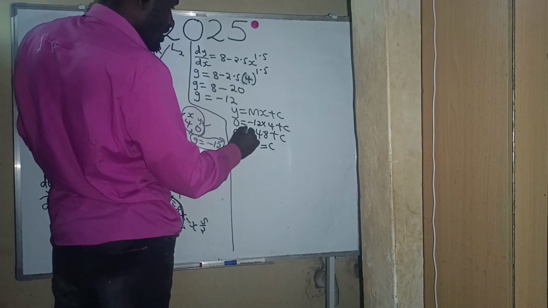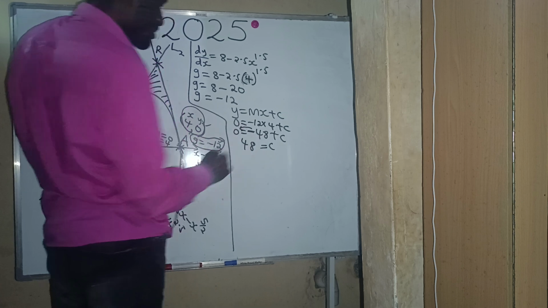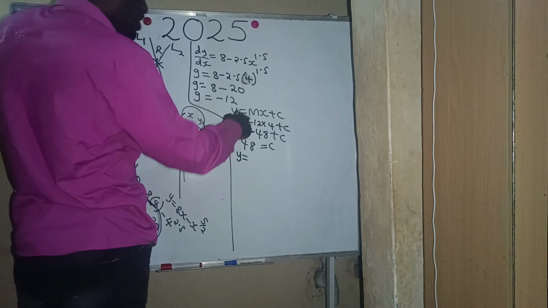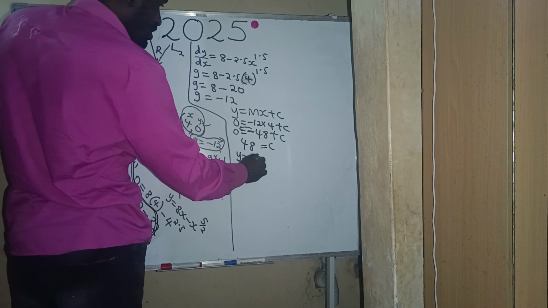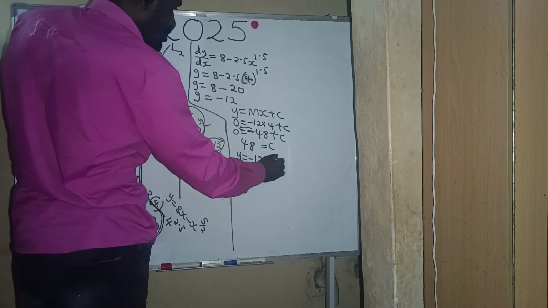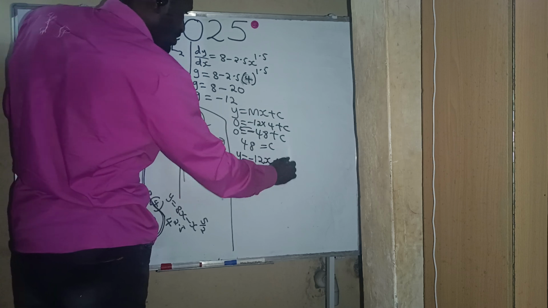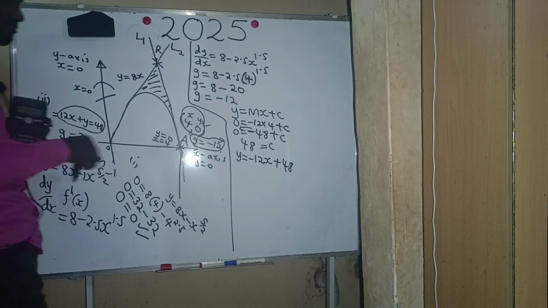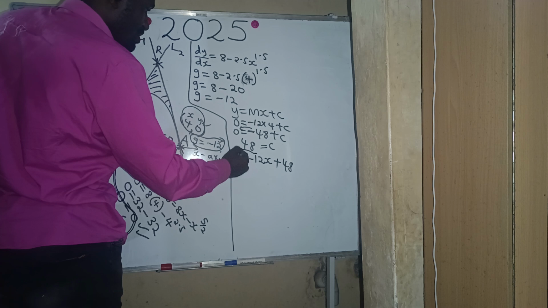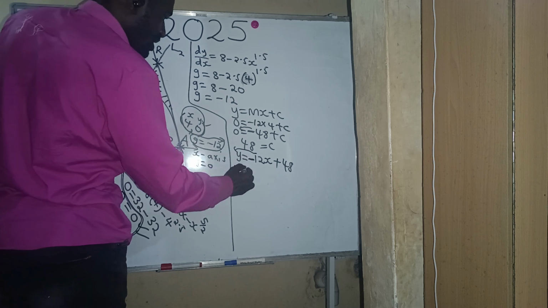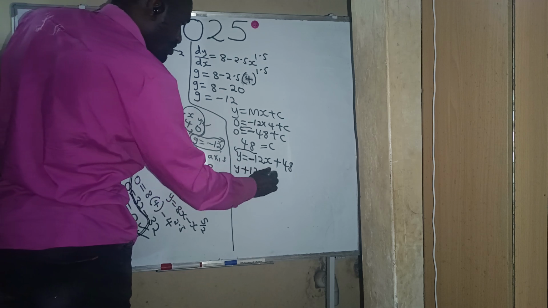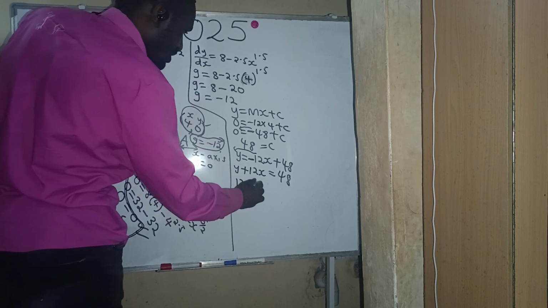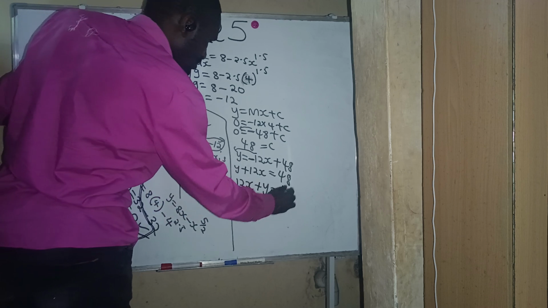Negative 48 can cross over to the other side and become 0 plus 48, which is now 48. So the equation is going to be y is equal to our m, negative 12, then x, then plus our c, 48. So you can rewrite it to appear like this. We shall take this on this side. So we shall have y, then minus becomes plus 12x is equal to 48. Then rewrite further. You can now have 12x plus y is equal to 48.